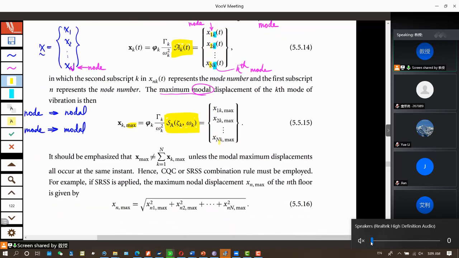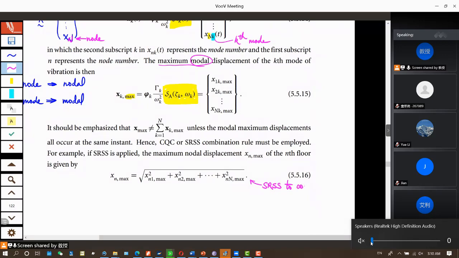Okay, so this is the nth node, and these are the modal values. Okay, so combine the contribution of the n modes to the displacement of node n. Use SRSS combination. Okay, once you understand this, the remaining is quite straightforward.